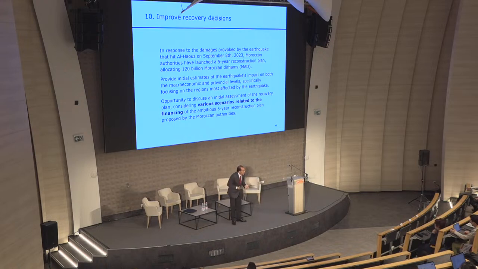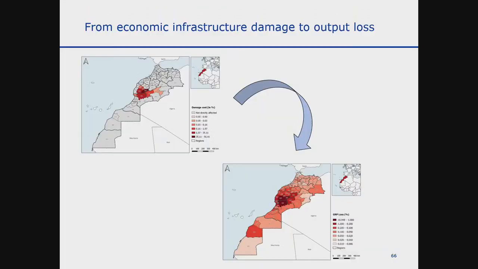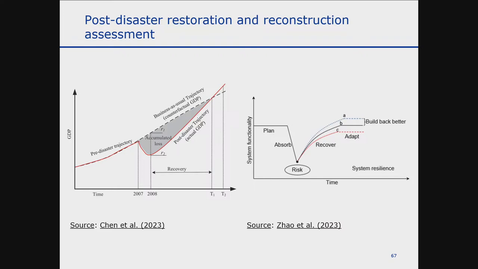And the key question is, how is the government going to finance this? Where is this money coming from? And what we did was to use our modeling exercise first to go from the direct damages to the propagation of the impacts in the whole Moroccan economy at the province level. And there is a discussion also on how this money is going to enter the economy.